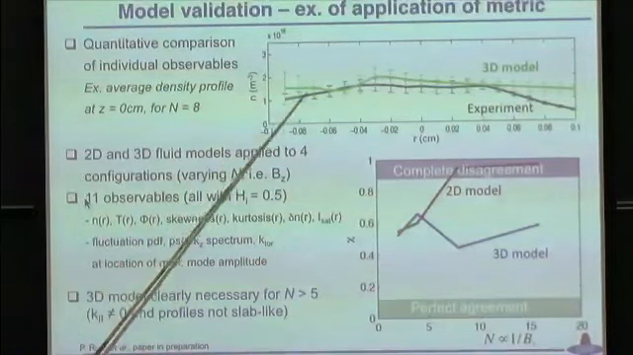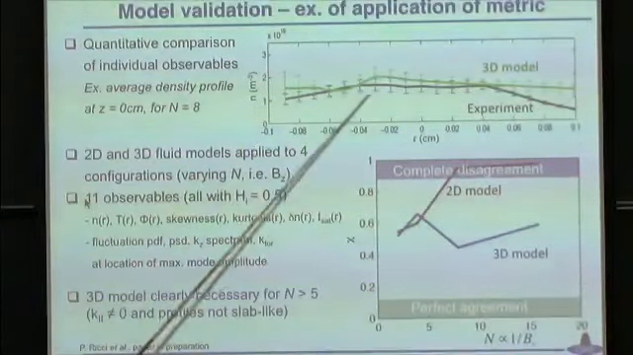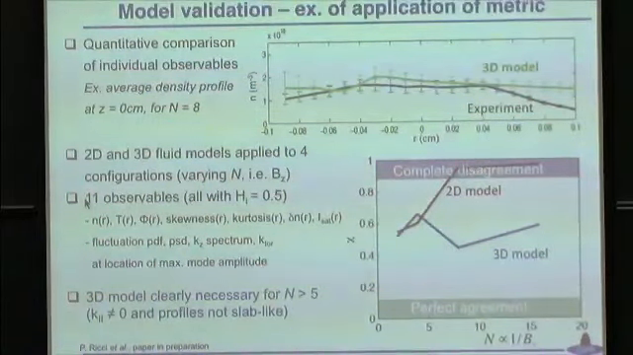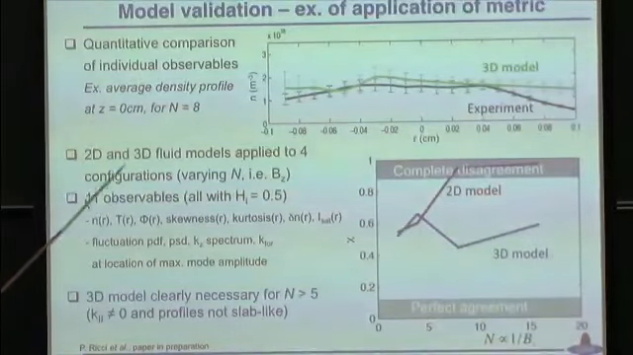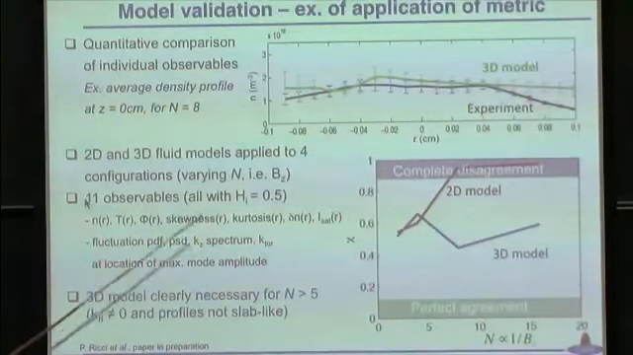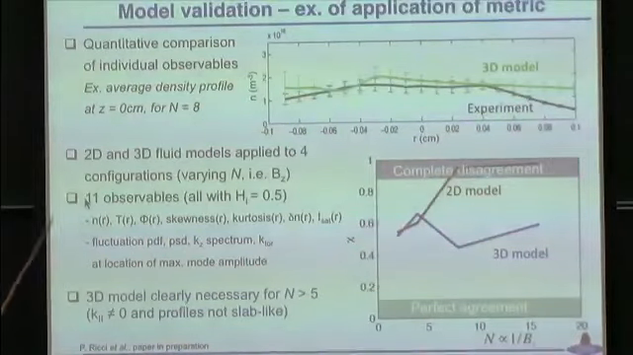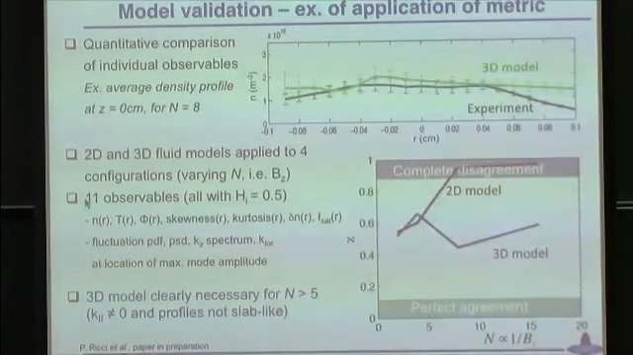This is an example of the output of the 3D model from Paolo and the experiment. This is just a radial profile of density, so nothing special in there, but it's one of the starting points. So we use the 2D and the 3D fluid model and try to compare them, which we applied to 4 different configurations in which we vary the vertical field, which is represented again in terms of the number of turns that the field line makes inside the vessel.